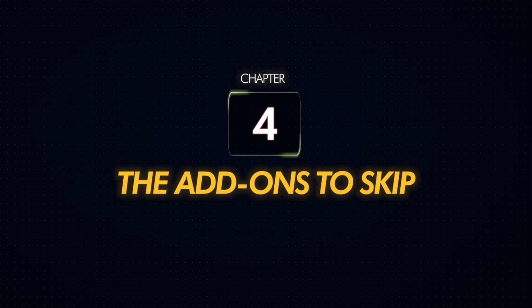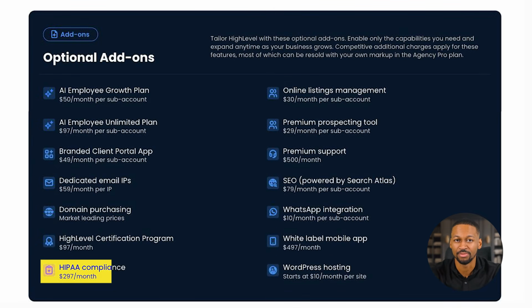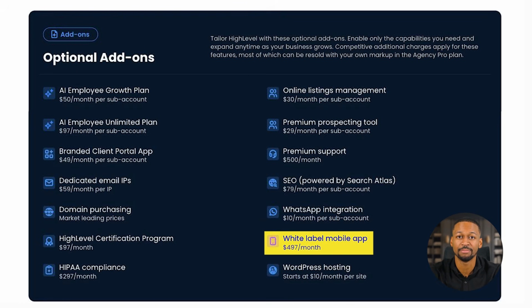All right, 2 chapters left, and both of them save you real money. Chapter 4, the add-ons to skip. If you scroll down the pricing page, there's a whole menu of optional add-ons. So let me hit the big ones fast. HIPAA compliance is $297 a month, and you only need that if you're storing patient health data for medical clients. A white label mobile app is $497 a month, and that puts your own branded app in the App Store.